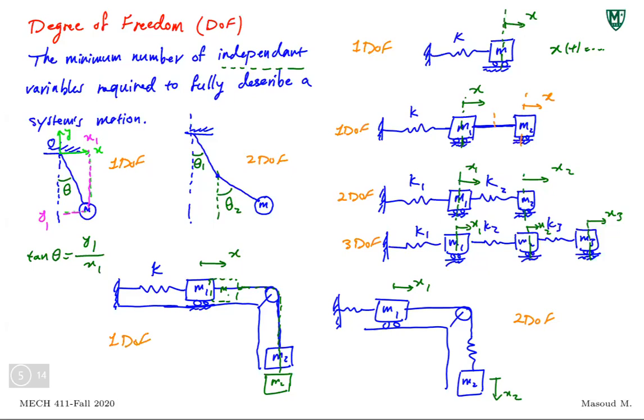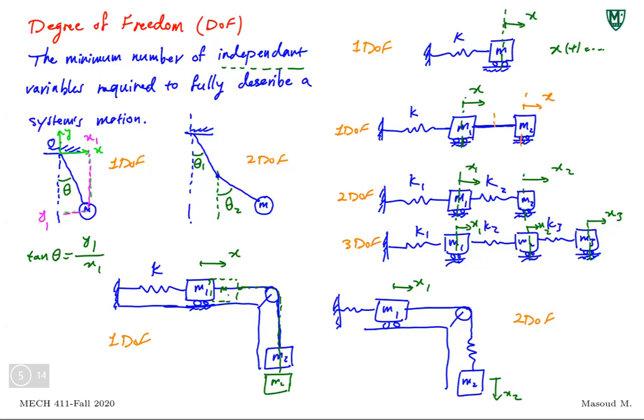So far, every system we talked about, we converted into a spring mass damper or spring mass. Every system we talked about was just 1 degree of freedom. That's why we didn't talk about degrees of freedom. Everything was 1 degree of freedom. Now we're going to higher degrees of freedom. Specifically, we'll focus on 2 degrees of freedom, 2 DOF.